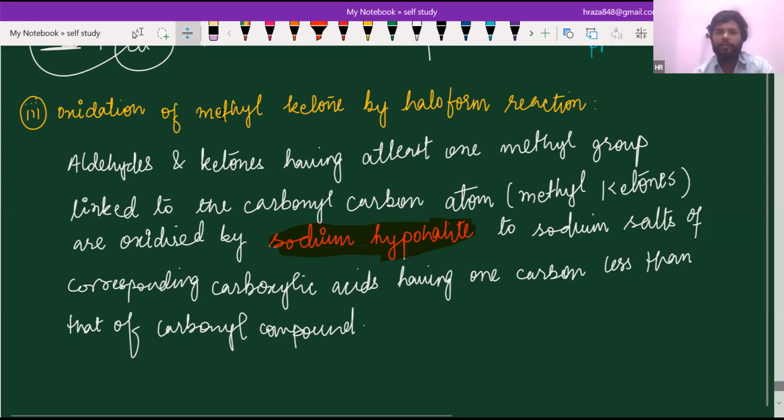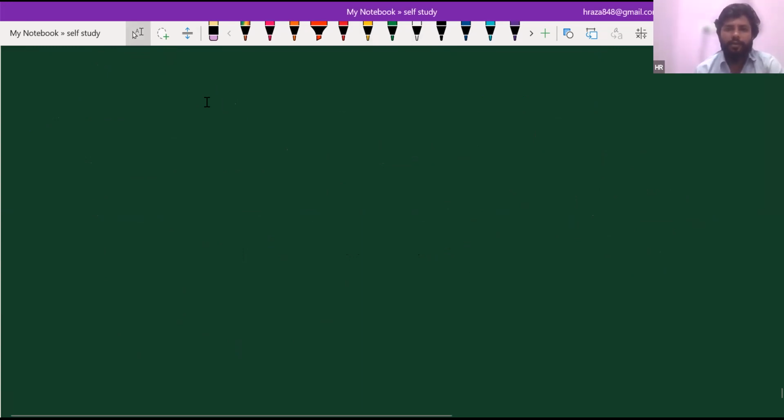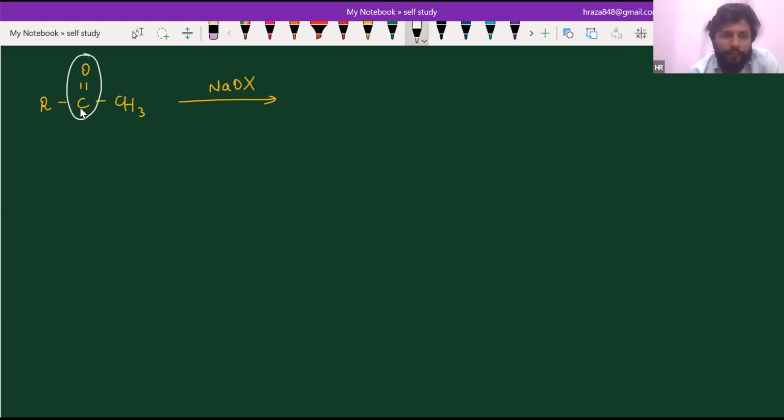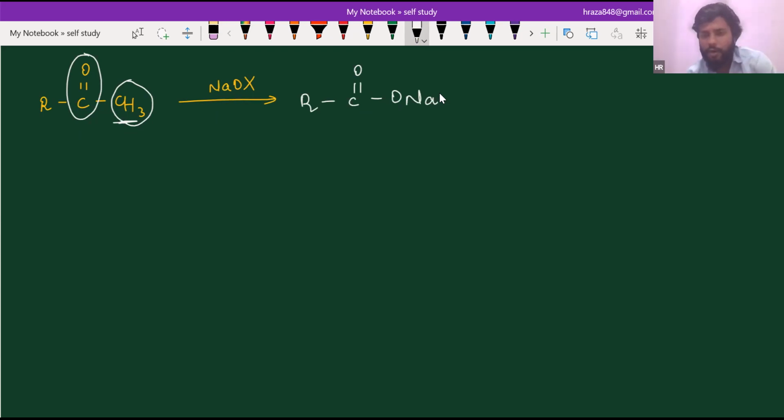Let's take an example. It's very easy. You can see that if you have a ketone like this, what you need to look for, and this is your sodium hypohalite, NaOH plus halogen. What you need to look for is, this is your carbonyl group, and if there is a directly attached CH3 group, this is what we are searching for. Whenever at least one CH3 methyl is connected directly to the carbonyl carbon, it will be oxidized to this part, that means a salt of carboxylic acid.